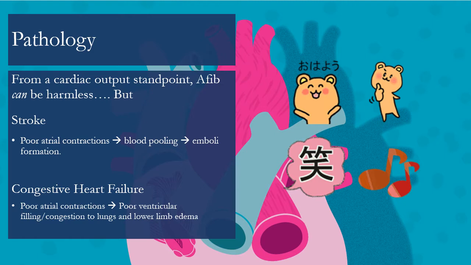So that's a problem. And then the other issue is congestive heart failure, again from that poor atrial contraction. If it gets bad enough, you can start to get poor ventricular filling, but really it's the congestion of not being able to push blood out quickly enough. So then you've got backup into either the lungs or the lower limbs, depending on which vessels are involved.